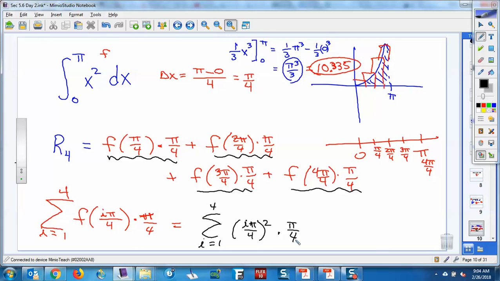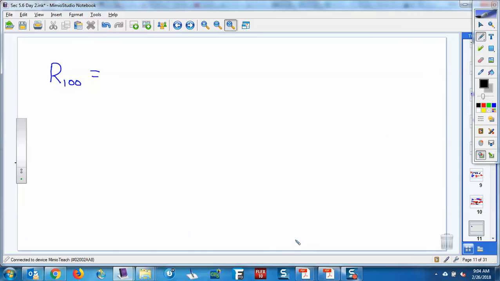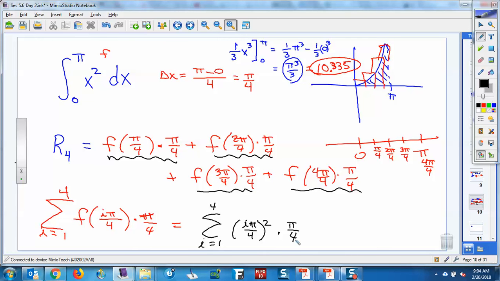Now here's the real secret. Real secret is, if we do enough rectangles, it doesn't really matter. On your calculators, you guys could have said, okay, pi over 4 squared times pi over 4, plus 2 pi over 4 squared times pi over 4, plus 3 pi over 4 squared times pi over 4, plus 4 pi over 4 squared times pi over 4. Boom, boom, boom, equals, got your answer, right? Well, what if there's 100? Oh, well, we're gonna do that in a minute. If you get 100 left rectangles, you'd get a pretty good approximation, right?